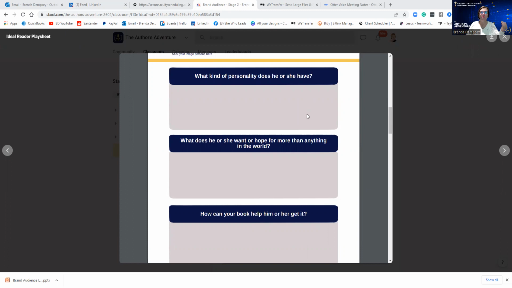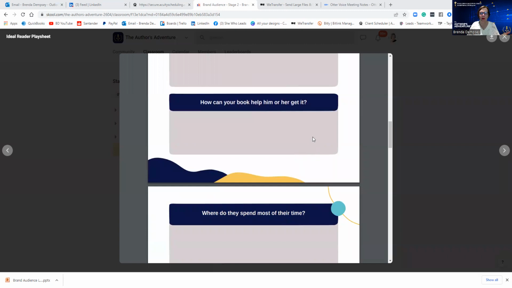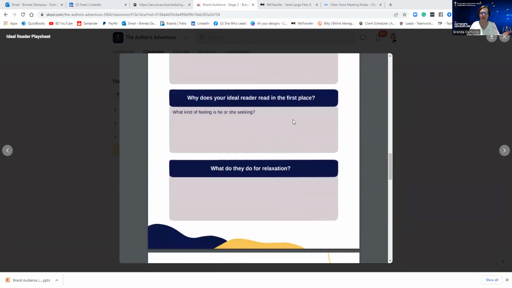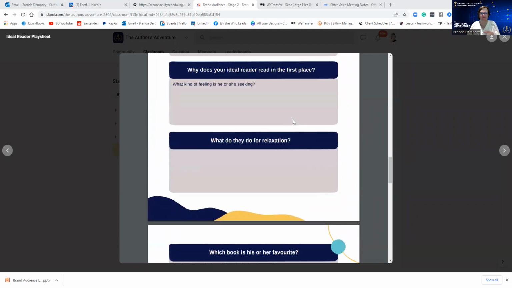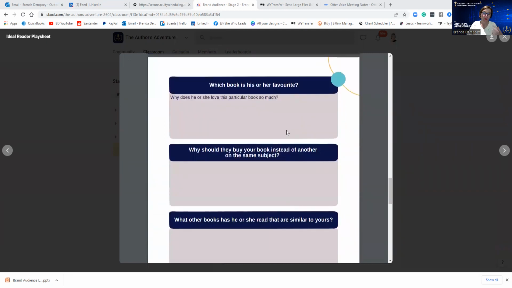So anyway, what personality do they have? What do they hope for more than anything in the world? How can your book help them get it? Where do they spend most of their time? So all the different things, it's important. Why does your ideal reader read in the first place? What's that about? Is it a feeling that they're seeking? What do they do for relaxation? Which book is his or her favourite? So think about your book. What kind of book might they read? You're really just trying to get behind that.